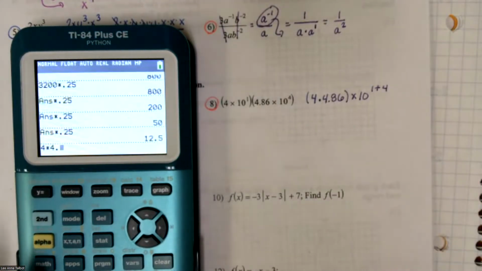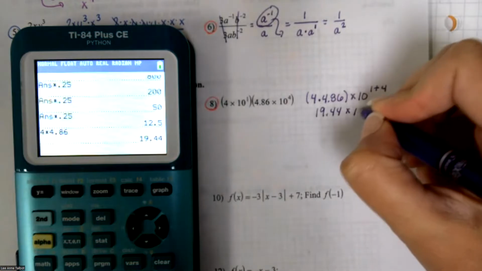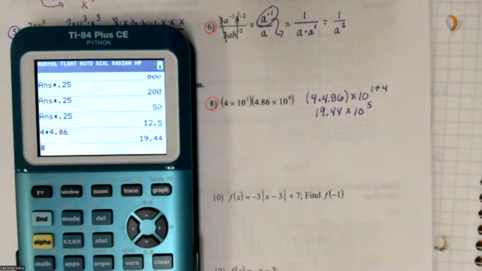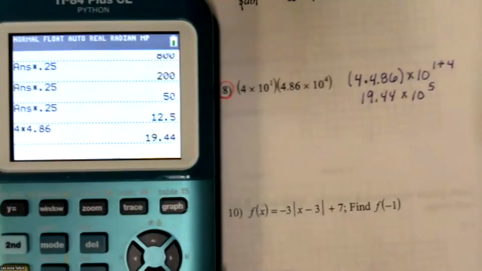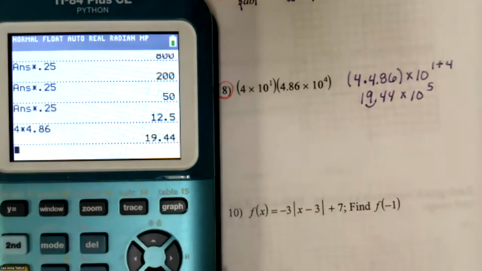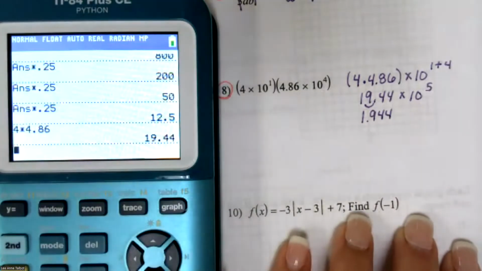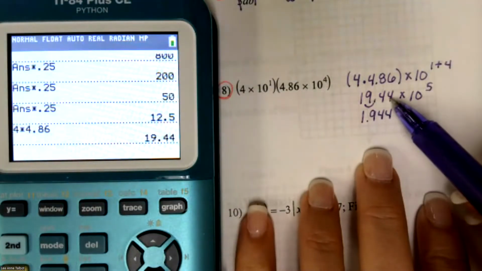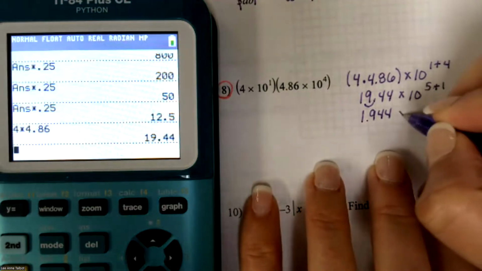4 times 4.86 is 19.44 times 10 to the 5. Okay, so this is where it gets to be more challenging. Where does the decimal need to go? One place, that's technically down, but one place to the left, because you want it to be 1.944. Okay, and if I make this 19.44 to 1.944, I add 1, yeah.